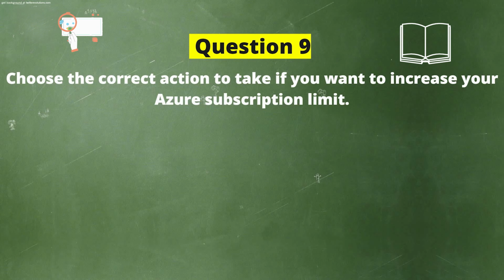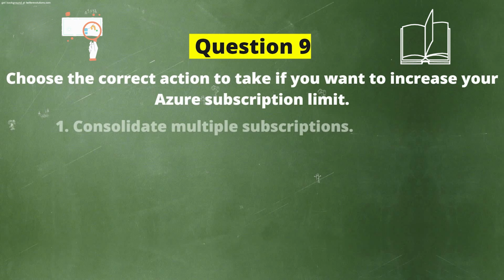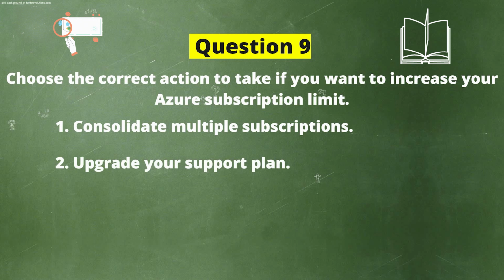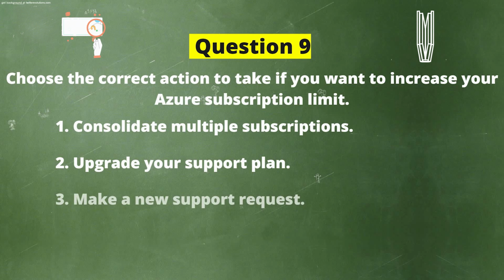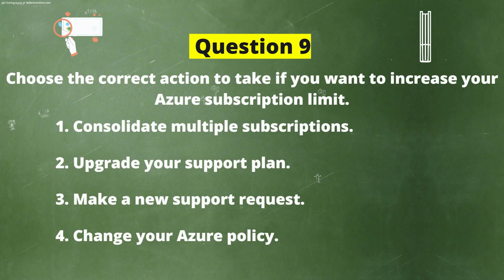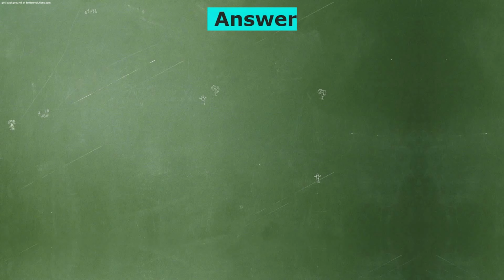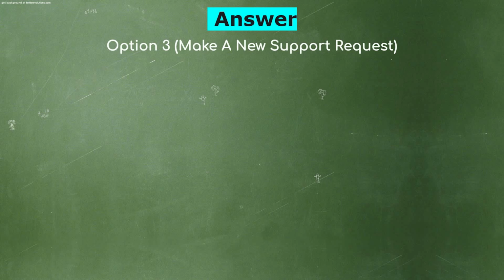Next question. Choose the correct action to take if you want to increase your Azure subscription limit. And the options are: 1. Consolidate multiple subscriptions. 2. Upgrade your support plan. 3. Make a new support request. 4. Change your Azure policy. And the correct answer is option 3. Make a new support request.